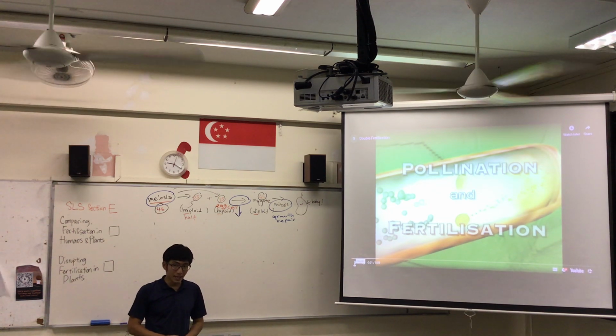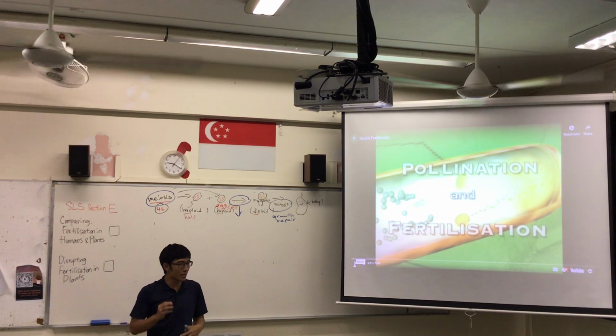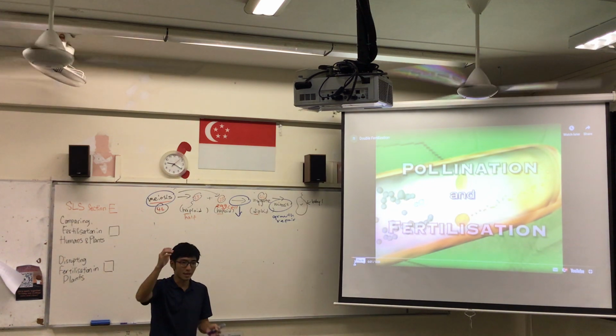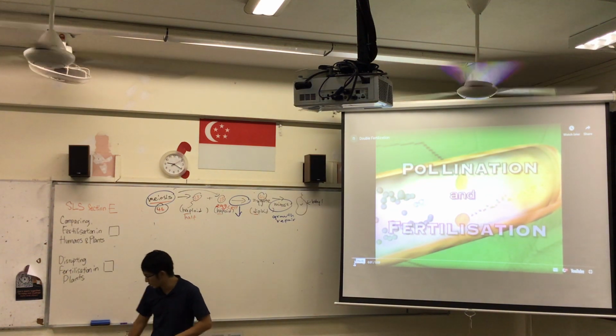So we've learned about insect and wind pollination. Let's say pollination has occurred. The next stage, we're going to proceed with fertilization.